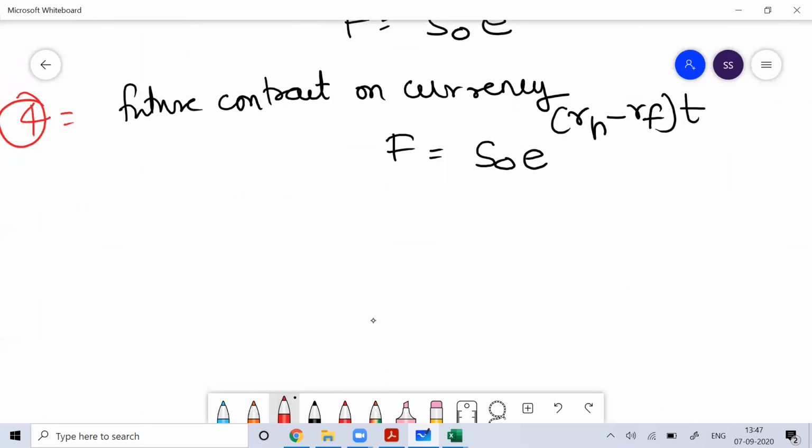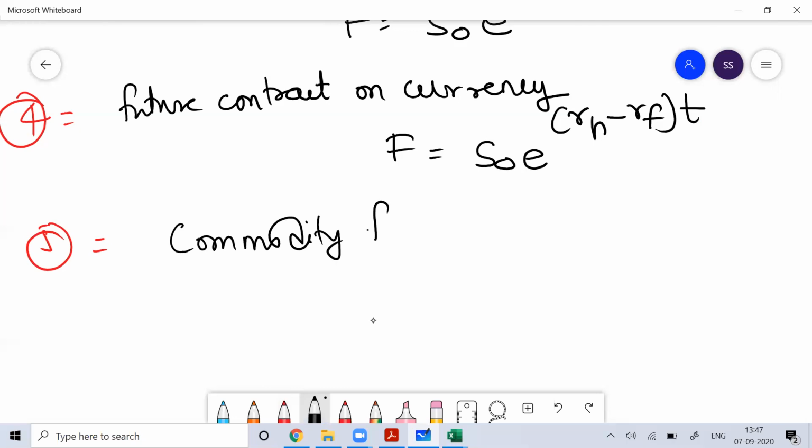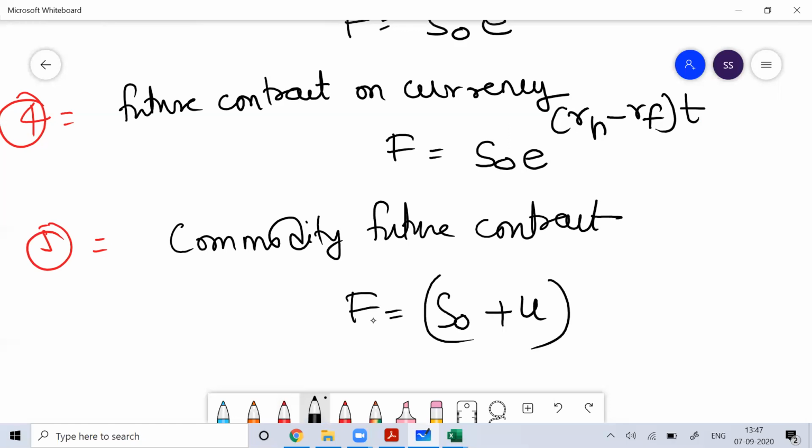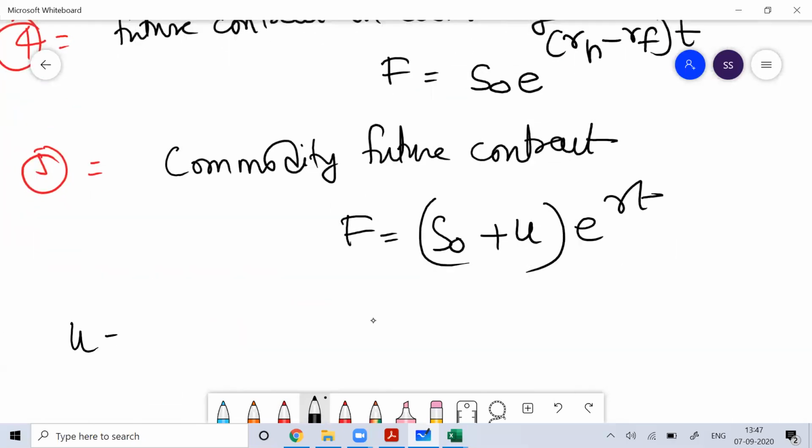Similarly, when I talk about commodity derivatives, so a commodity future contract, the formula we follow is F is equal to (S naught plus U) e to the power RT. This is the formula we follow for a commodity future contract, where U is called the storage cost.